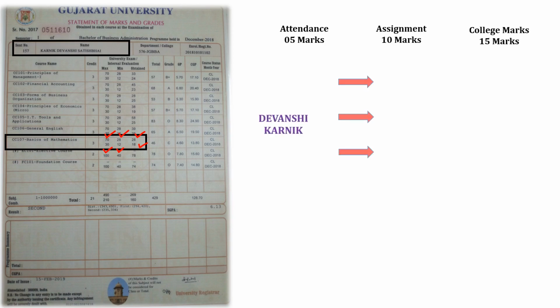Please understand, I will give a conclusion related to both examples. Obviously 5 marks for attendance, 10 marks for assignment, and 15 marks for the performance of the student in the college examination. Let us think that the student was regular, so she got 5 marks. And in assignment, she got 10 marks because she submitted her assignments. Try to understand the performance of the student in the college examination.